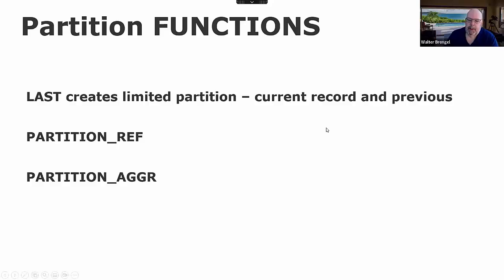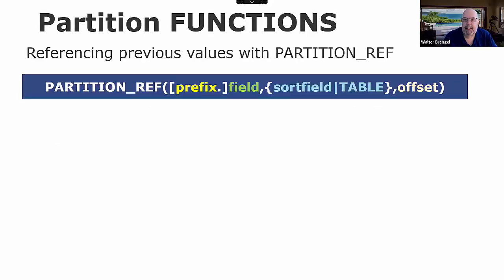So we talked about partition ref and we talked about partition agger. The purpose of the slides is mostly just to give you the exact syntax, so hopefully you don't try to remember like me and miss a parameter or two. So here's partition ref. You can do prefix operators. You can do the value for a field. You have the sort field that you're grouping it within, or you have the table, and then you have the offset. Is it -1, -2?